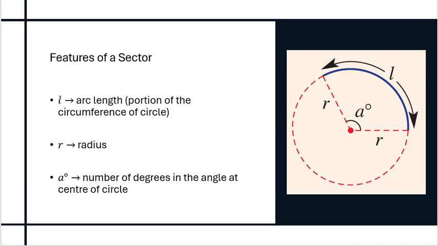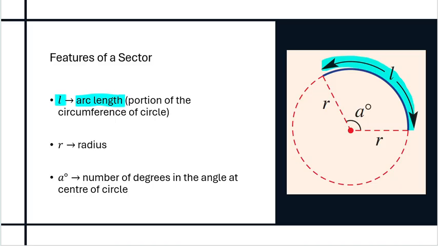So you have L here. L is the arc length, and it is highlighted in blue here, as you can see. I'll just make this look a bit neater. So this section highlighted in blue, this solid blue line right here, is called the arc length. It's basically just a portion of the perimeter of the circle.